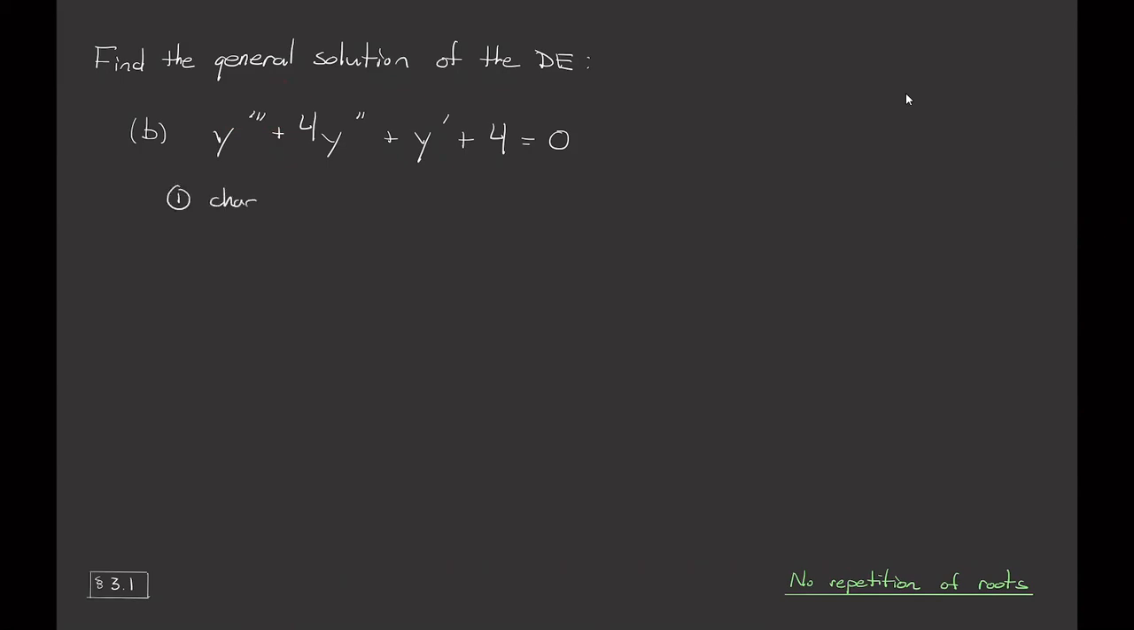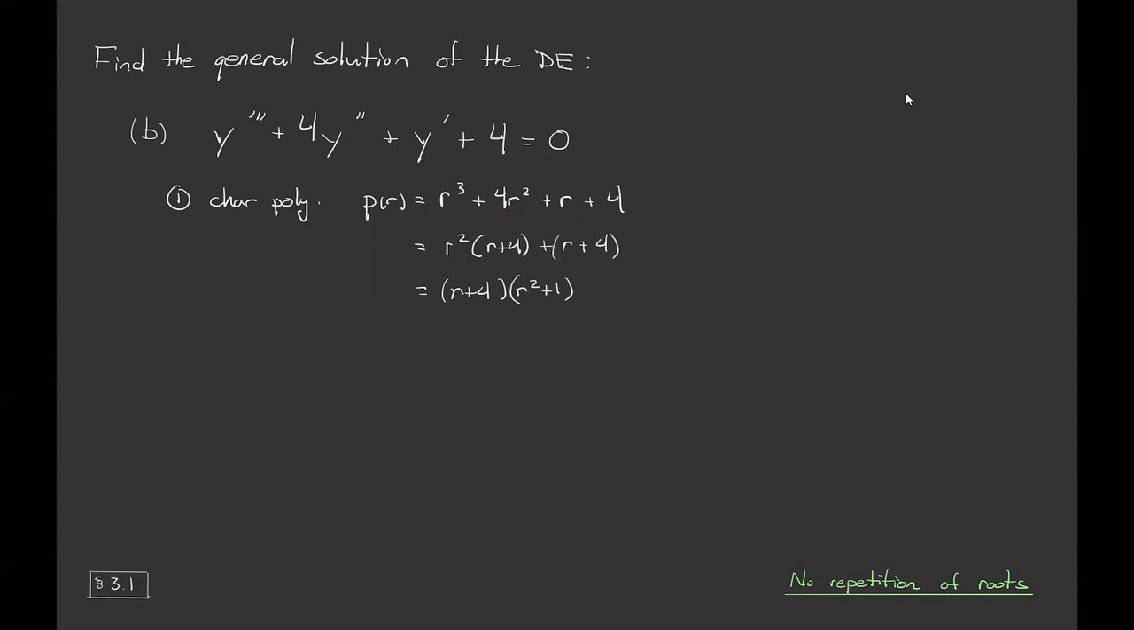So the first thing we'll do is find the characteristic polynomial, which is P of r equal to r cubed plus 4r squared plus r plus 4. We might be able to see how that factors by noting there's coefficients 1, 4, and then 1, 4. So we can take r squared times r plus 4 plus r plus 4 is equal to r plus 4 times r squared plus 1.